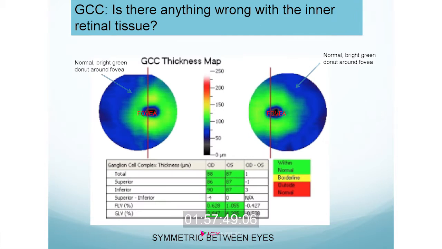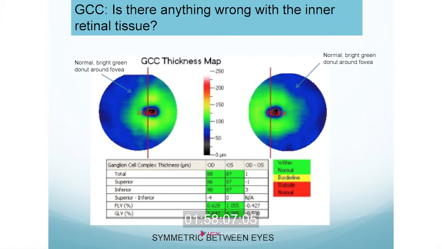What about the GCC? We looked at the 3D optic nerve. We looked at the RNFL. What about the GCC? This patient's tissue, we've seen it on many scans, is thick, right? The tissue is outside norms for thickness.